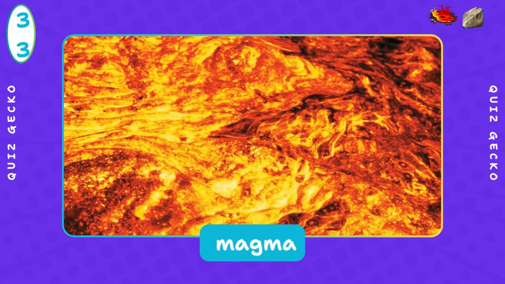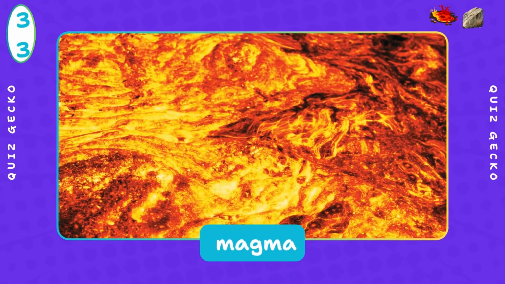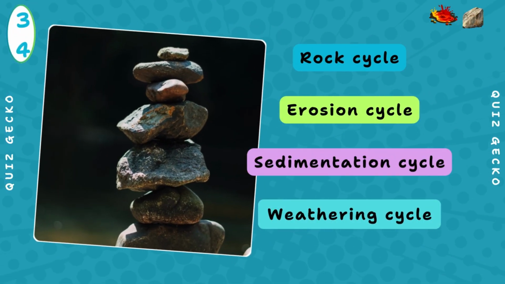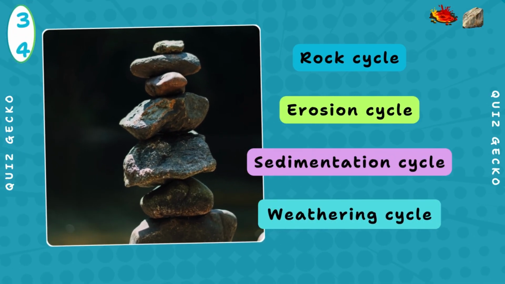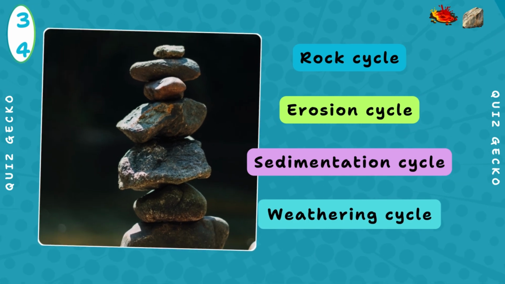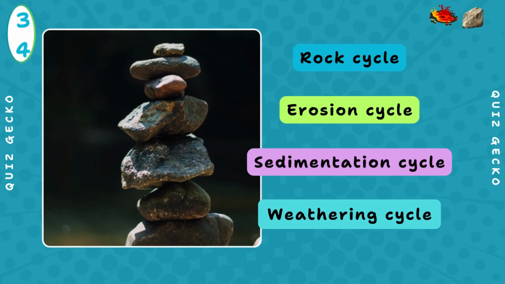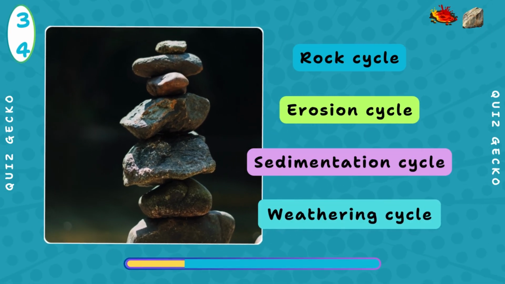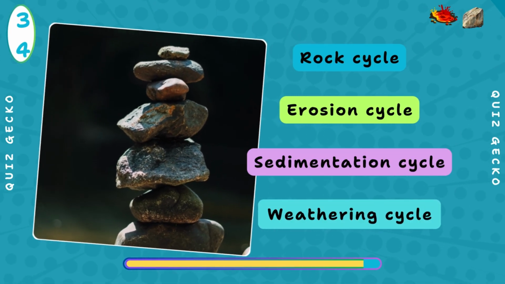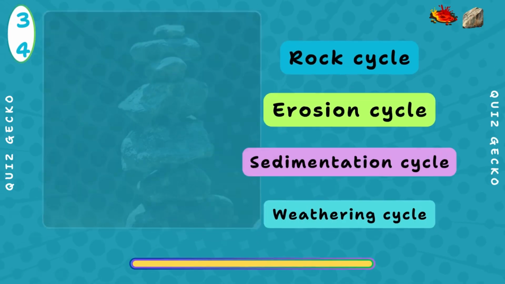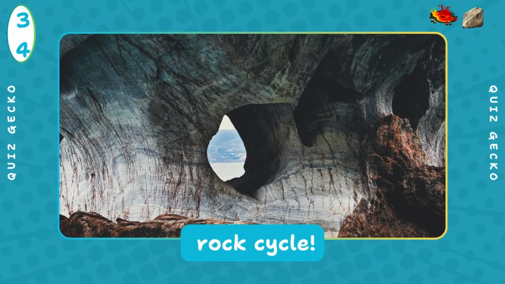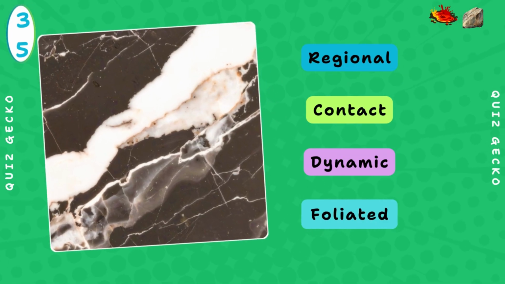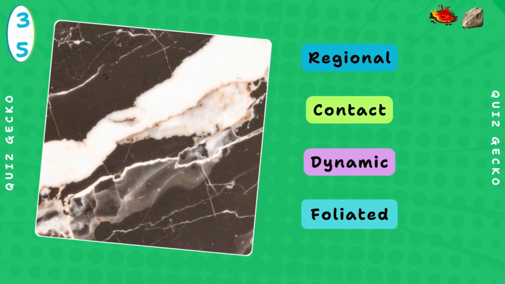The answer is magma, while lava is molten rock above the Earth's surface. What do we call the natural process where rocks constantly change from one type of rock to another over time? Rock cycle, erosion cycle, sedimentation cycle, weathering cycle. Great, it's rock cycle. What is the term for the large, flat crystals found in some metamorphic rocks?